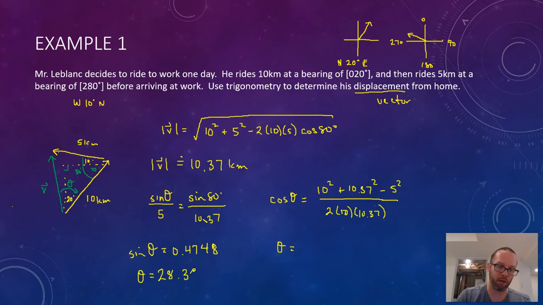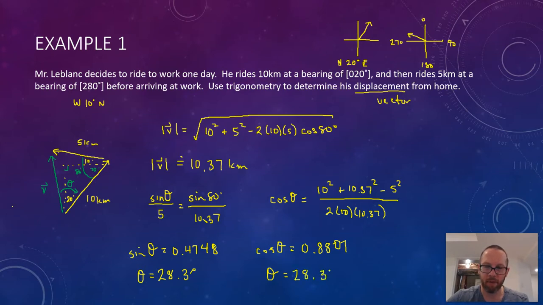If you use the cosine law, we should get the same answer. 10 squared plus 10.37 squared minus 25, divided by 20, divided by 10.37. So I'll show a step here too. I get the cosine is about 0.8801. And if I didn't do this ahead of time, so hopefully I get it right. Expecting the same answer. Yeah, I do get 28.3. Kept a lot of accuracy. You get the same both ways.